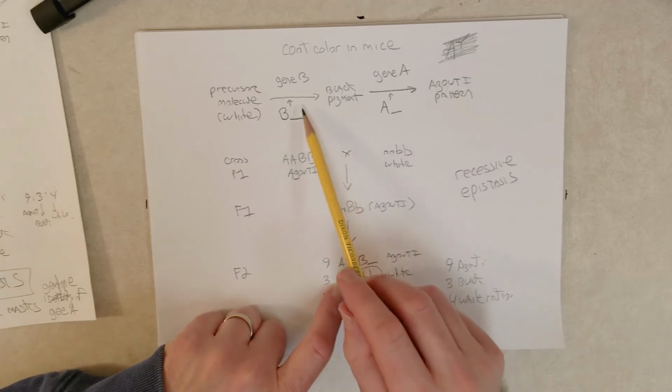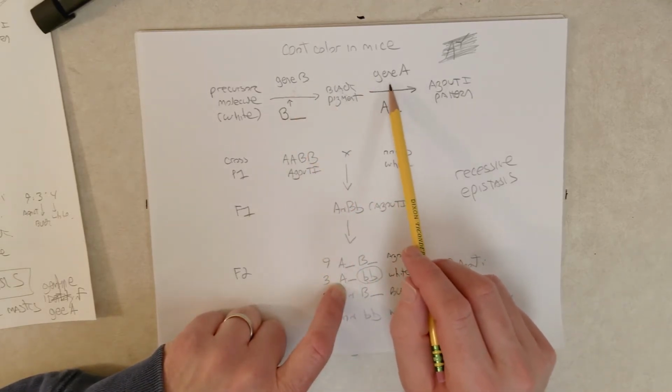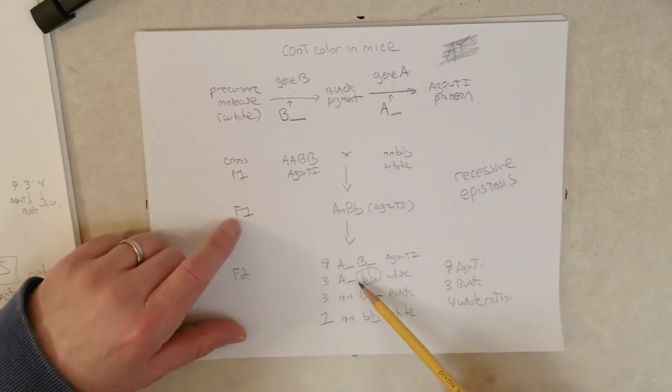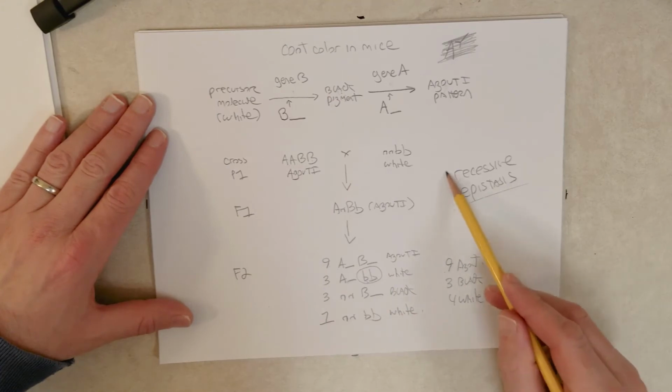So the recessive alleles at gene B are masking the genotype at gene A. So they're masking the identity and the function of the alleles at gene A. Now can we see that? Because even though there are functional alleles here, and these mice should be able to make the agouti pattern, they can't because they have recessive alleles at gene B. They need the black pigment made before these guys can function. So that's an example of recessive epistasis.